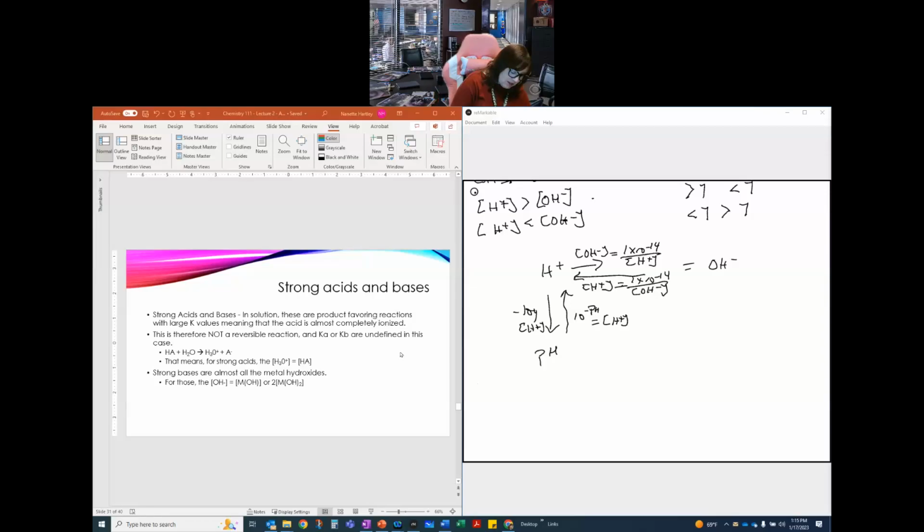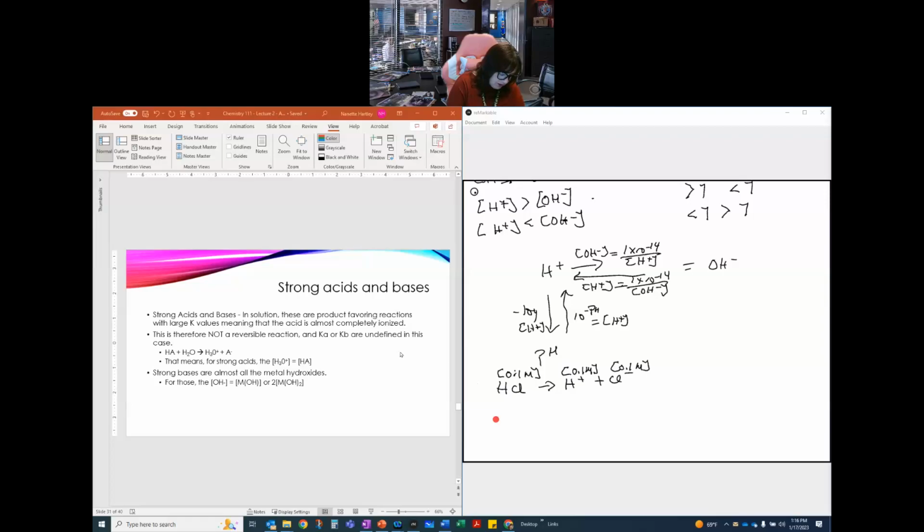So when we talk about something like HCl, I know that gives me H plus and Cl minus, right? And that's a complete dissociation. I do not have any HCl left. So whatever concentration this was, 0.1 molar, then that's the concentration of H plus and the Cl minus.